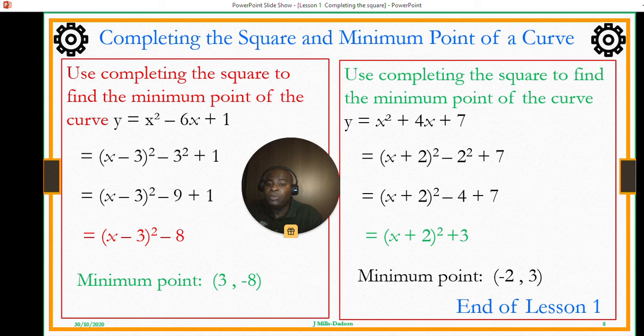Watch out for lesson 2, which will be talking about completing the square for quadratic expressions where the coefficient of x squared is more than 1. That will be lesson 2.